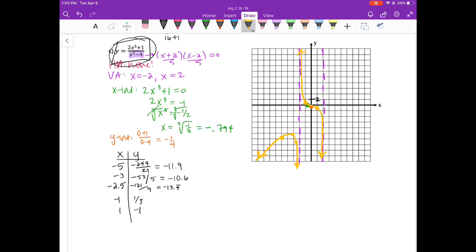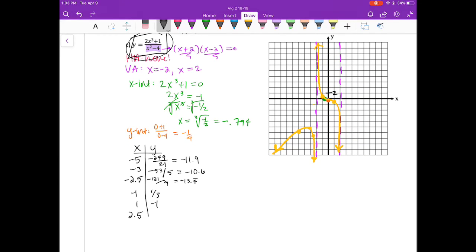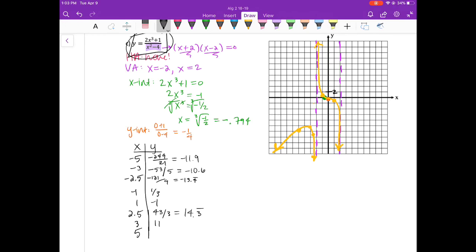Now we still need to plug in some points to the right of that x equals 2 asymptote. Again, doesn't hurt to plug in one super close to it. So if we plug in +2.5, we'll see what's going on. And we'll plug in a couple others for good measure, maybe +3 and +5. Plugging in 2.5, we actually get 43/3, which is 14.3 repeating. Plugging in 3, we get 11. Woohoo! And plugging in 5, we get 251/21, which is 11.95. Pretty much, estimating.